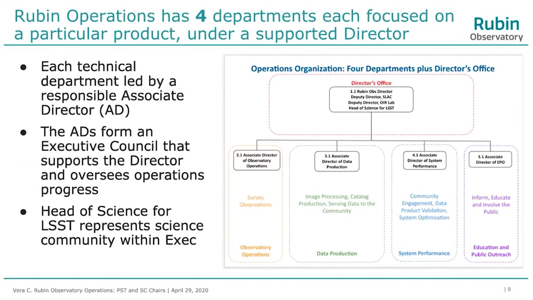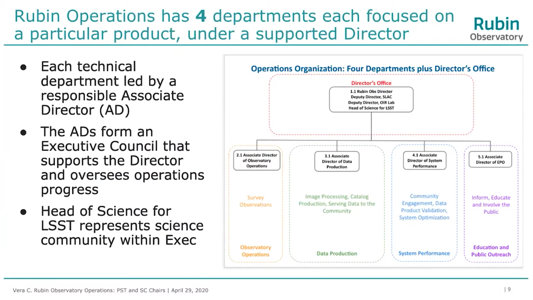So right now you're used to hearing about the project science team in the construction project. The executive council in operations is the closest thing we have to that. It's more of a management organization though. It's the people who are in charge of the different departments getting together to solve problems.